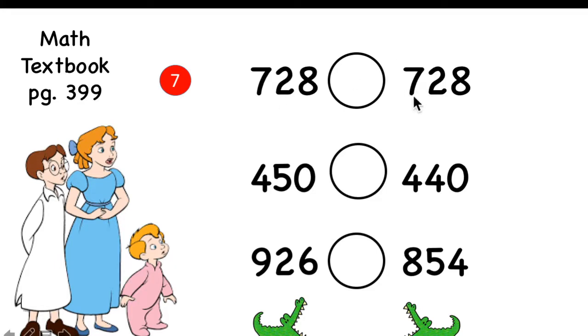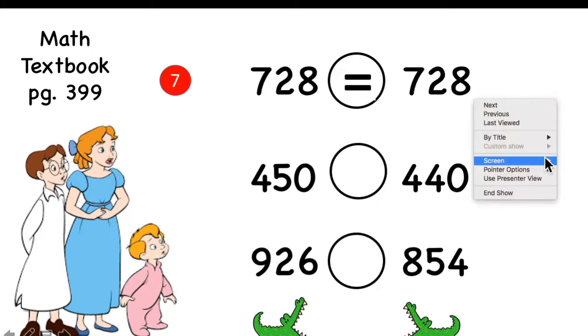Number 7, 728, 728. Same number, same number. That means they are equal. Let's go to the next one.